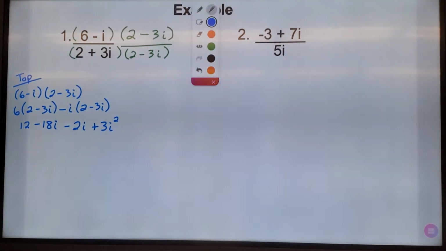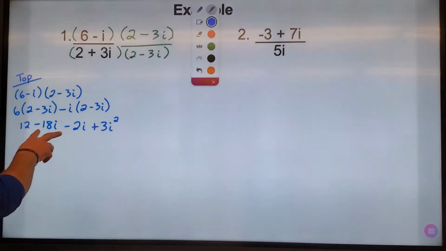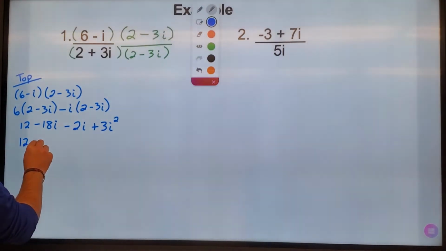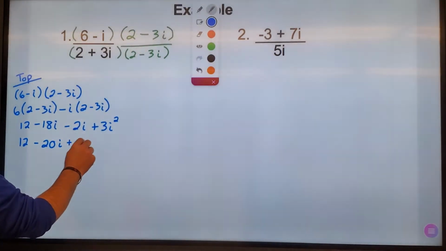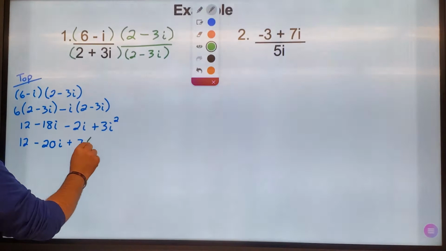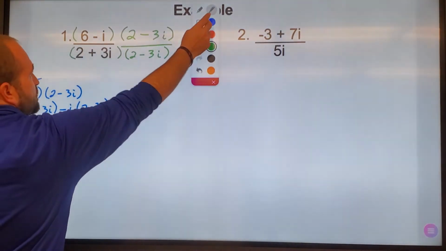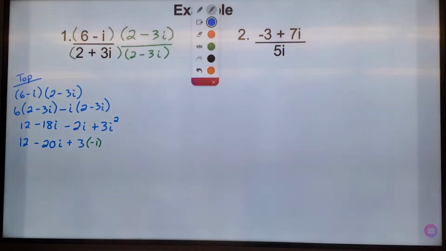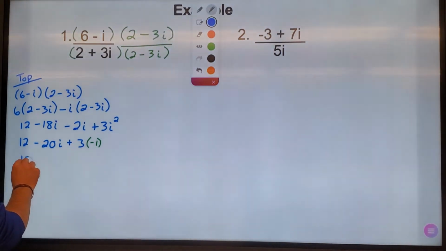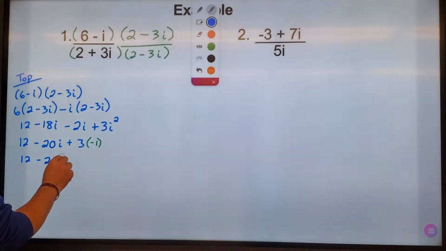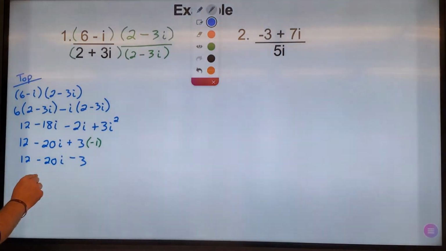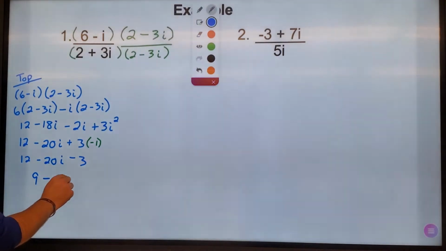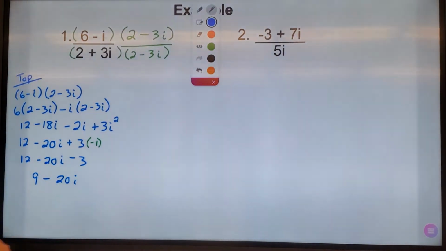Again, then working this down, we're going to combine like terms here. So I have 12 minus 20i plus 3, and I'm going to replace that i squared with negative 1 like we did in the last problem. 3 times negative 1 is negative 3, so I have 12 minus 20i minus 3. Again, combining these, I have 9 then minus 20i. Okay, that's only the top portion. We need to find the bottom portion as well.